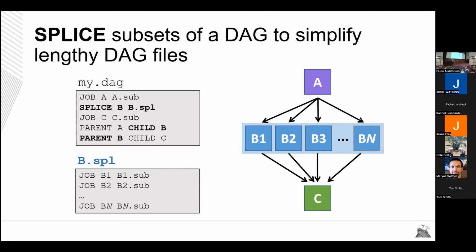So DAGMan reads this in as if it's one big DAG file, but for us, the human, what we've done is made it a lot simpler to grasp what's going on with this workflow by just having parent A, child B, parent B, child C, and that B child actually referring to the SPLICE that includes all of our B1 through Bn jobs. And this is also how you could have copy paste. You could use the same SPLICE to have repeating components. There's a slide at the end that gives a specific example about that.